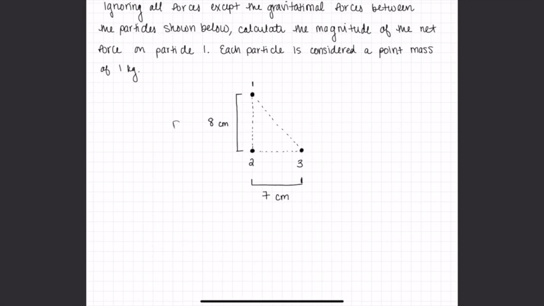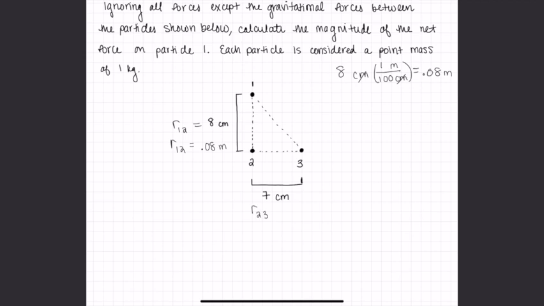So the distance between 1 and 2, I'll call that r subscript 1,2, is equal to 8 centimeters. We are going to ultimately want this to be in meters. So if we have 8 centimeters, there is 1 meter for every 100 centimeters. So that should give us 0.08 meters. So we'll have 0.08 meters for R12.